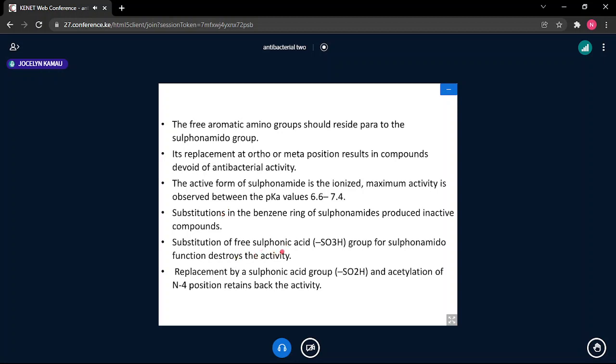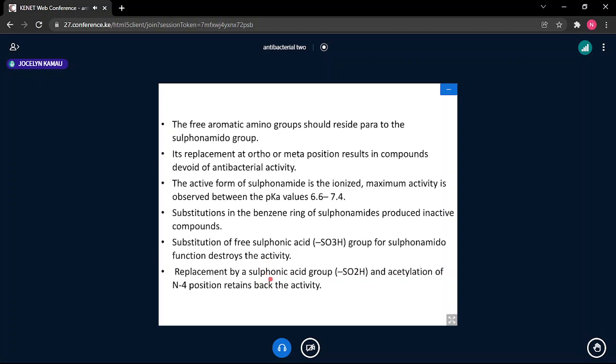Substitution of free sulfonic acid. Sulfonic acid is where you have the S double bond O, OH. That is the sulfonic acid. Replacing the sulfonamido group with a sulfonic acid group destroys activity. So you cannot replace the sulfamoyl group with a sulfonic acid group. That will destroy activity. But this is not sulfonic, this is sulfinic. So please correct this, sulfinic. This is an I. This is replacement by a sulfinic acid. I here, sulfinic acid. And remember the 4 PHO in some of the books is replaced with an FO.